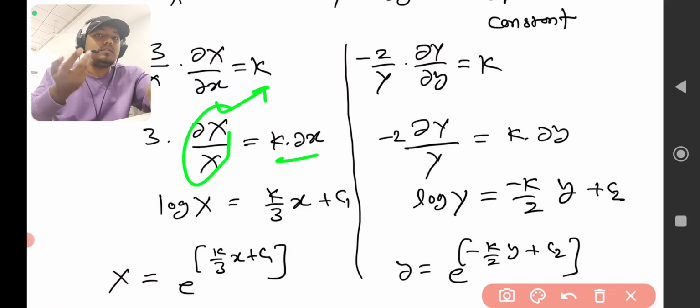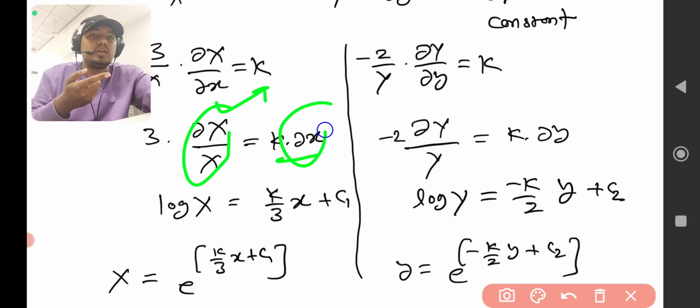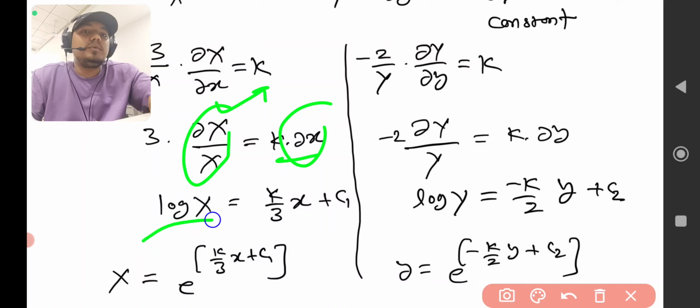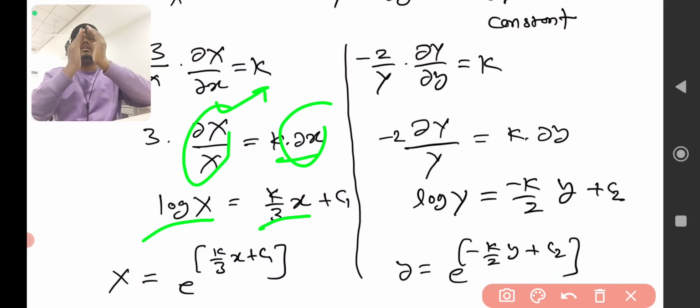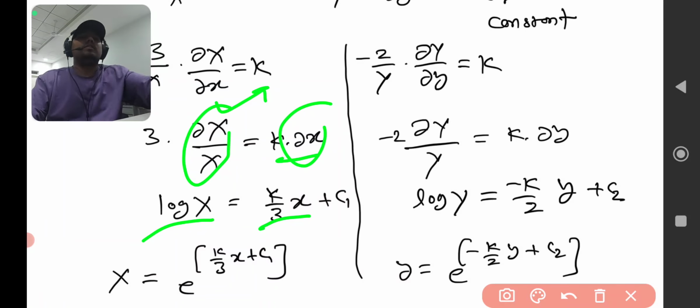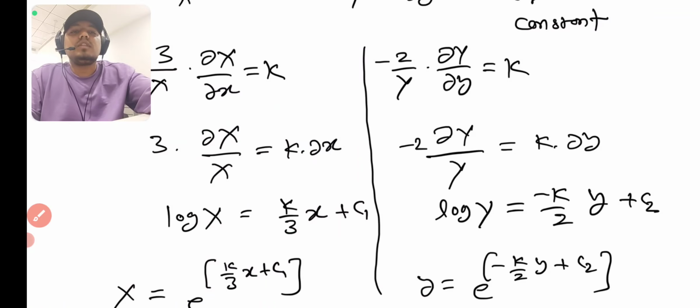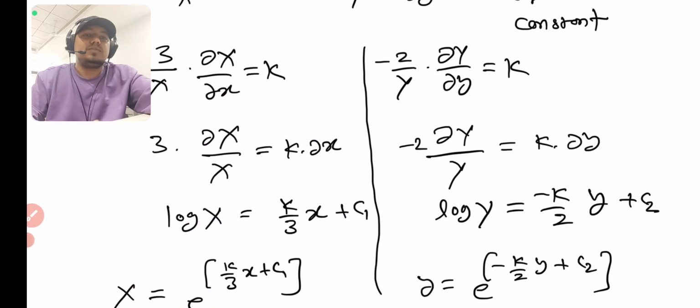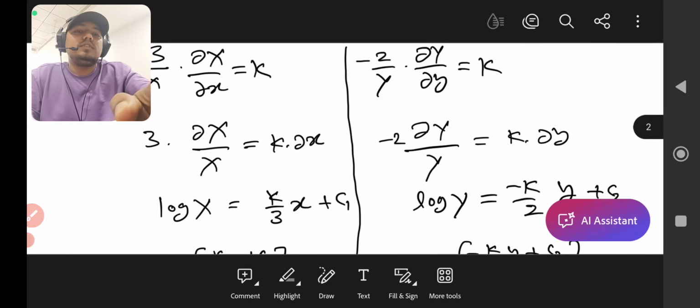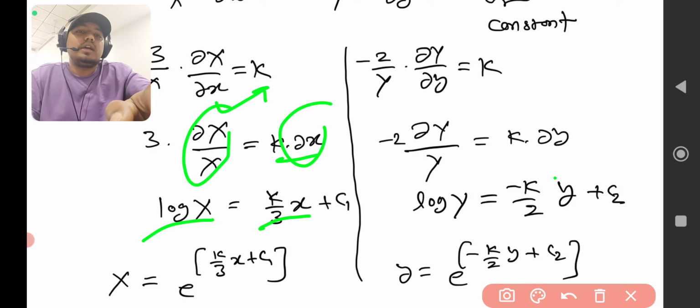what is the meaning of ∂x by x, integration for the x, and here ∂x means integration for the x, correct? So this will become log x, and here this will become k by 3x, because if you integrate 1 by x, then log x will come, and if you simply write integration dx, only x will come. So that's why here we have got log x, and here we have got only x, right?